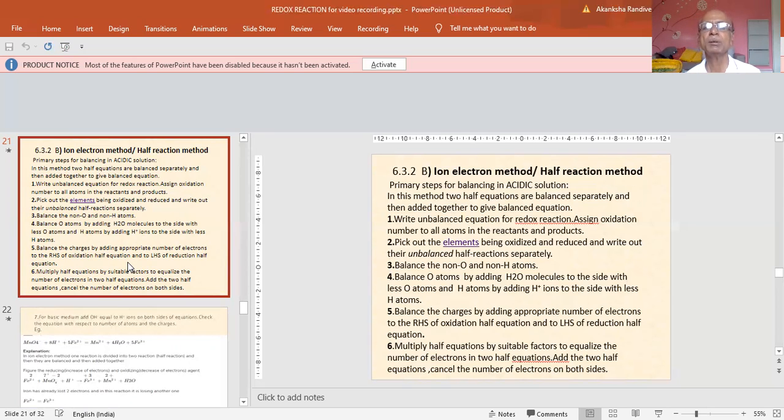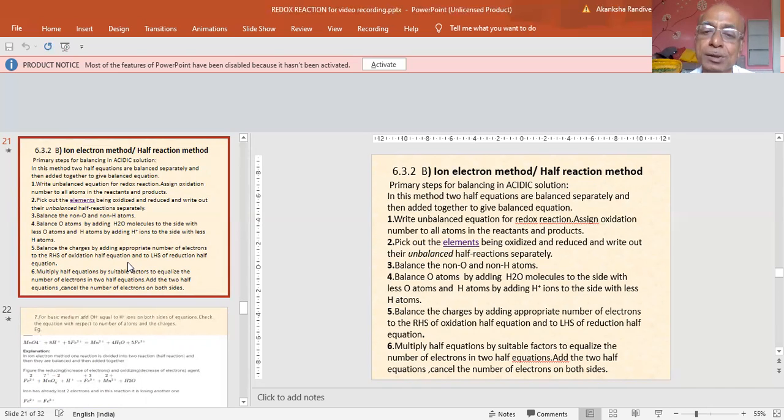Then the third step, balance the non-oxygen and non-hydrogen atoms. Then balance oxygen atoms by adding H2O molecules to the side with fewer oxygen atoms, and hydrogen atoms by adding H plus ions to the side with fewer hydrogen atoms. म्हणजे ऑक्सिजन ॲटम बॅलन्स करायचे H2O मॉलिक्युल्स ऍड करून, आणि हायड्रोजन ॲटम्स हे H प्लस आयन्स ऍड करून बॅलन्स करायचे.